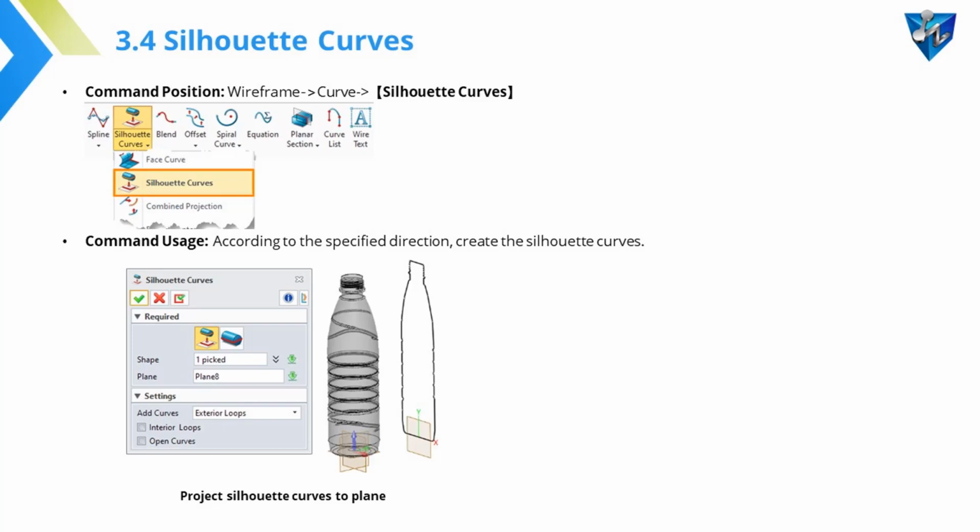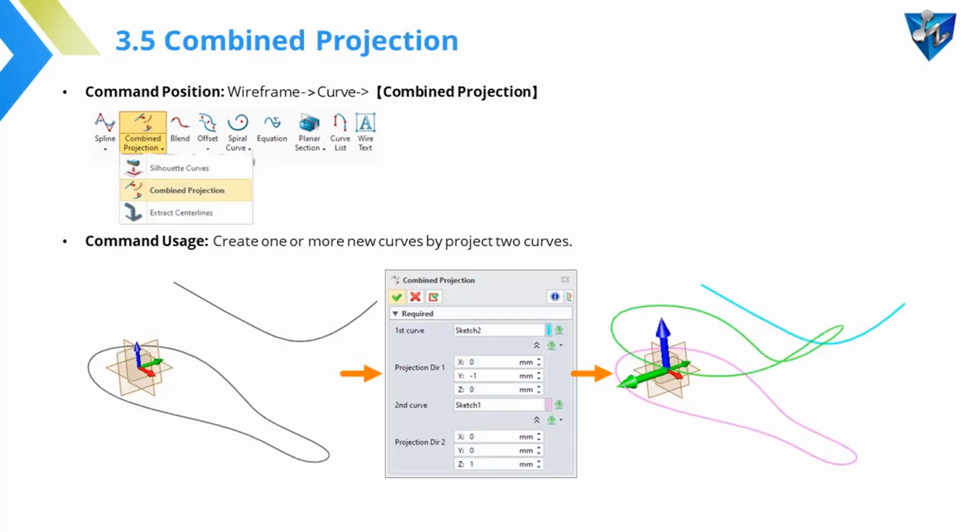The fourth function I will introduce is silhouette curves. This command is used for creating the outline of the selected shape on the target plane. As shown in the picture on this slide, silhouette curves is used to create the outline of this bottle.